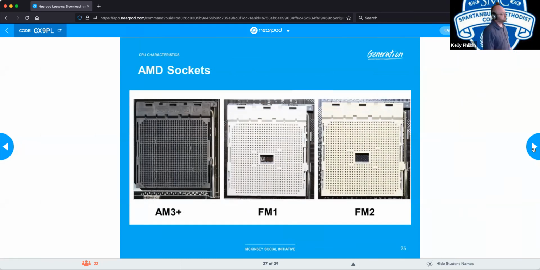All right, here's a look at some of the AMD sockets. As you can see, it's a bunch of pinholes where the pins from the bottom of the chip will go down into it and then connect with the connectors at the bottom of that. And they also have coverings that will lock these in place.